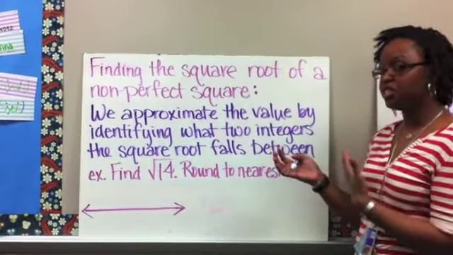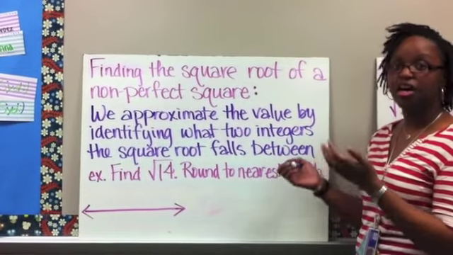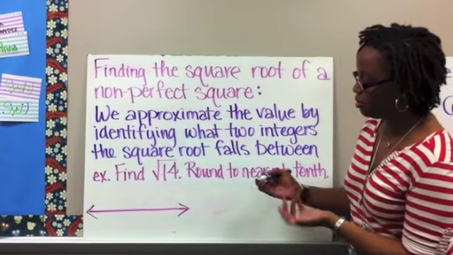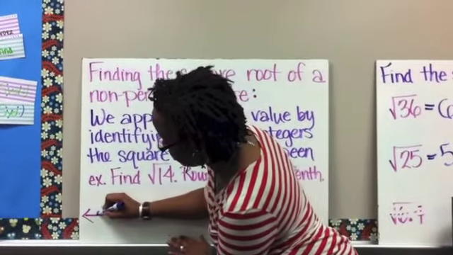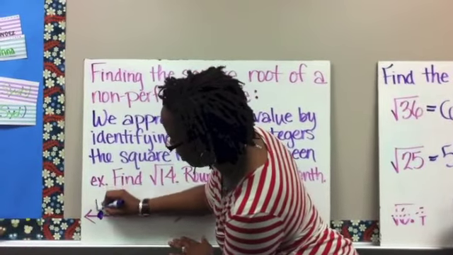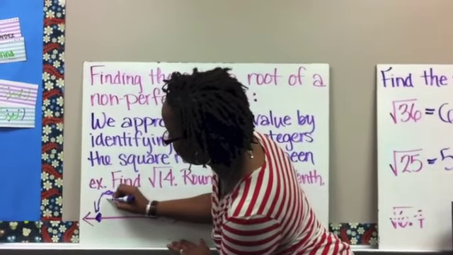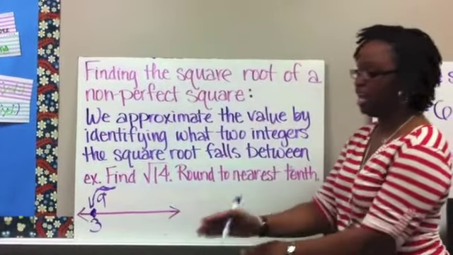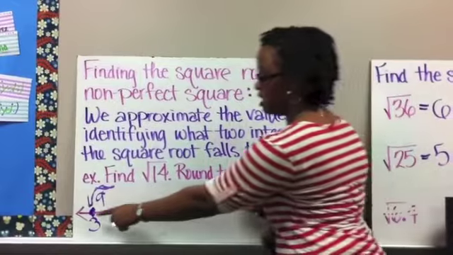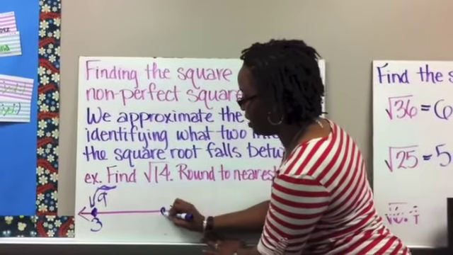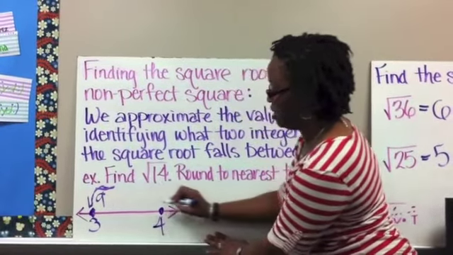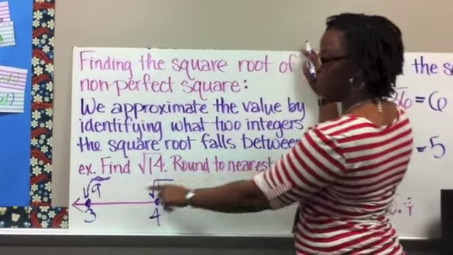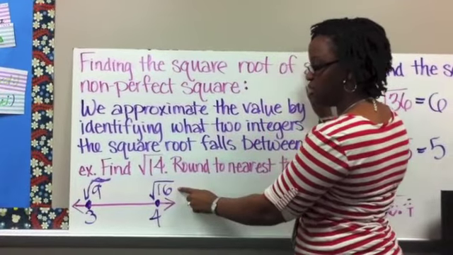So let's think about the perfect squares that I might find on either side of the square root of 14. Okay, I know that the square root of 9 would be on the left side of that. Oops, that's a horrible radical sign. But the square root of 9, which equals 3. Okay? And if I go to the other side of 14, let me think of the next perfect square. Well, if I look at 4, that would be the square root of 16. So the square root of 14 falls between the square root of 9 and the square root of 16.